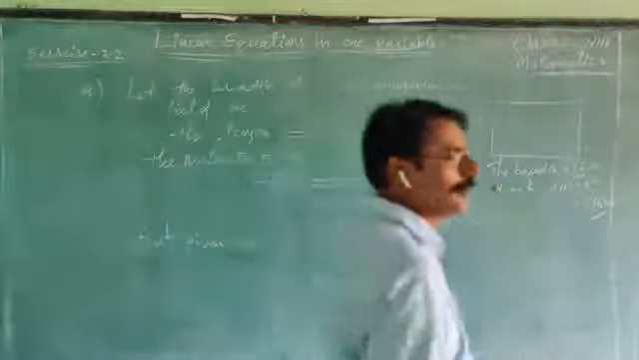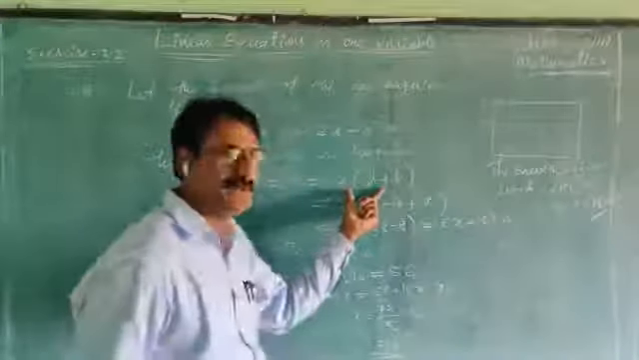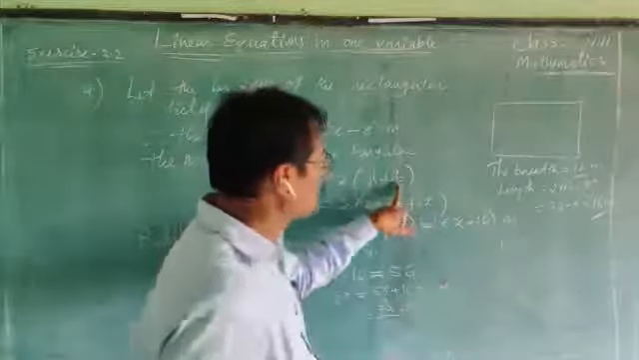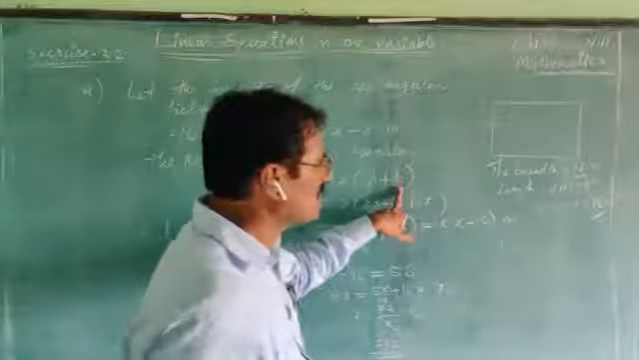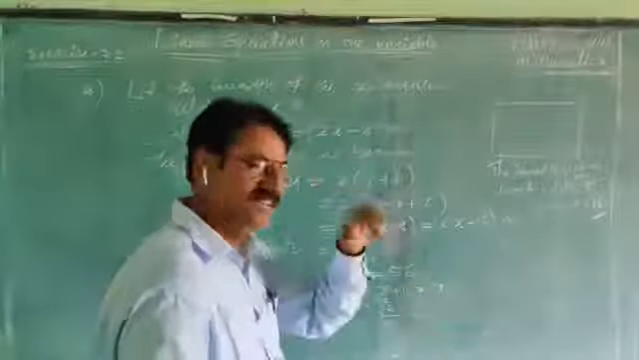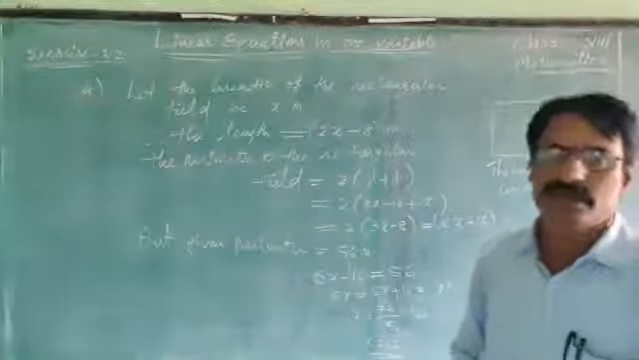Are these two values right or wrong? Just substitute these two in the perimeter formula. 2 into L value how much? 16. Breadth value how much? 12. 12 plus 16 how much? 28. 28 times 2 is 56. So, we got the correct answer.